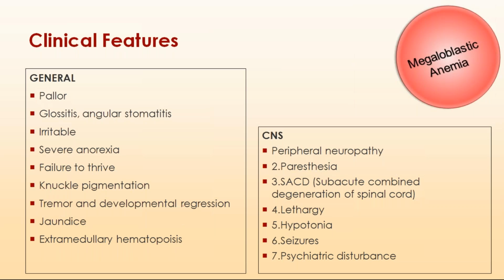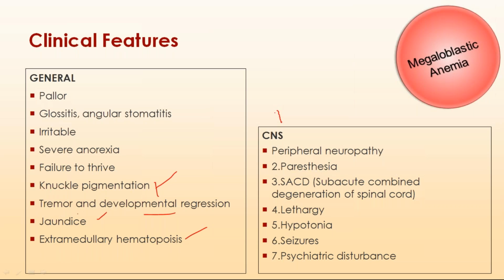What are the clinical features? Megaloblastic anemia, the pallor is common. Glossitis and angular stomatitis, irritability, just like iron deficiency anemia, severe anorexia, and failure to thrive. Knuckle pigmentation is a characteristic of megaloblastic anemias. Tremor and developmental regression, especially in B12 deficiency. There may be jaundice, signs of extramedullary hematopoiesis.